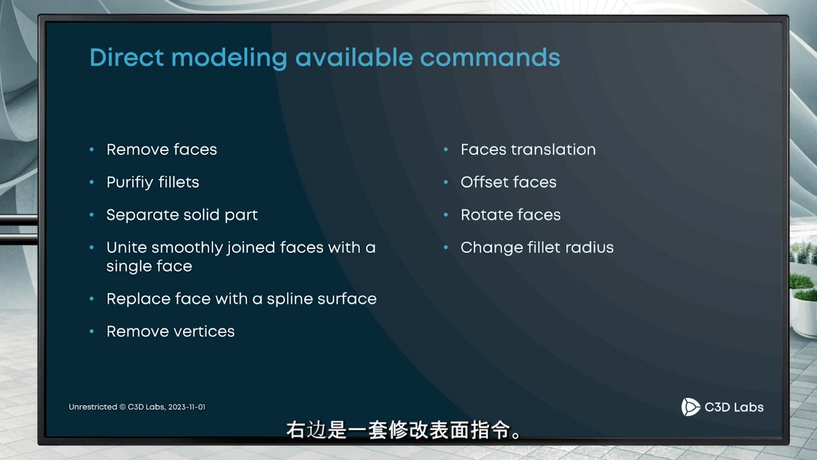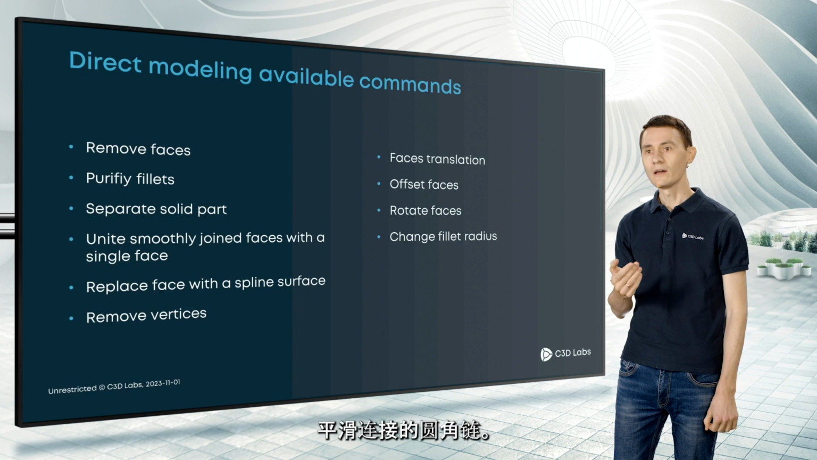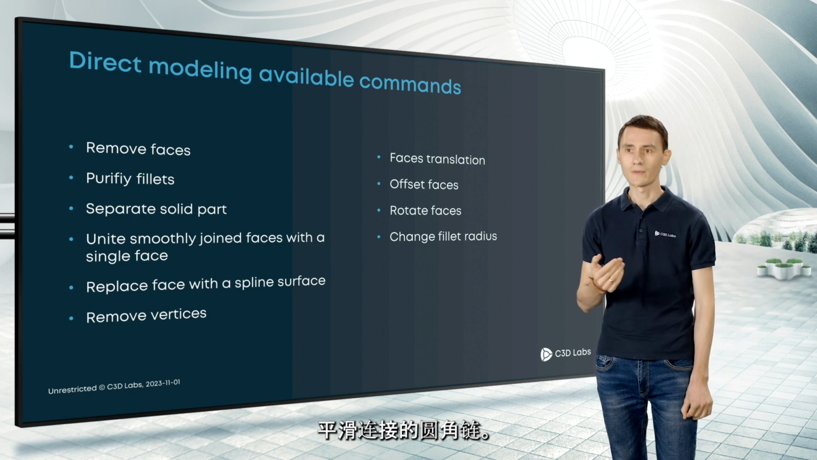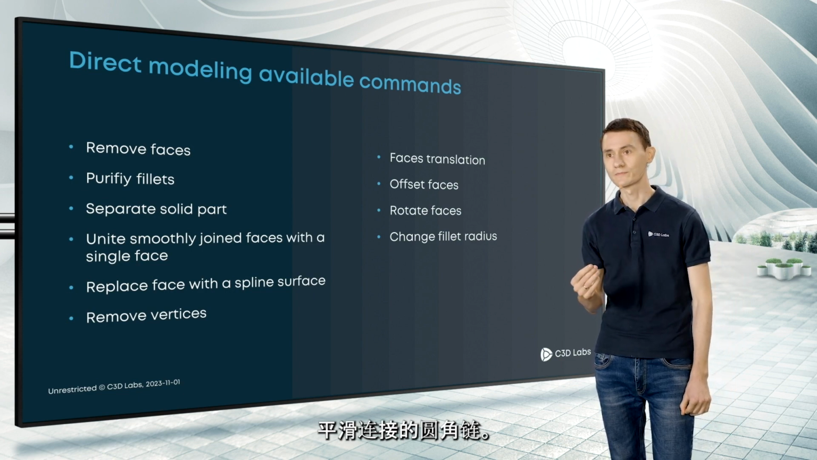On the right is a group of commands which modify faces. This includes the following: translation of faces by an arbitrary vector, the move command, offset faces by value, rotate faces by an arbitrary axis, and change fillet radius. Here by fillet we mean a chain of smoothly connecting fillets. Now I will illustrate how these functions can be used.